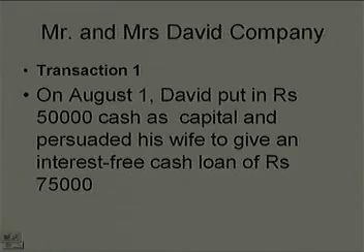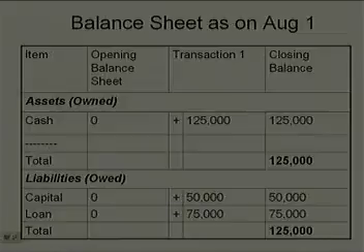Now this transaction is going to affect the balance sheet. Now in the asset side you will find that there will be cash shown equal to 50,000, whereas under liability you will find the capital portion equal to 50,000 plus a loan of 75,000. So you will find a balance sheet which will look something like this.